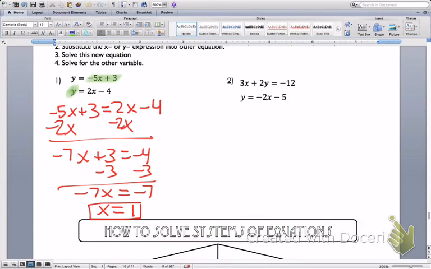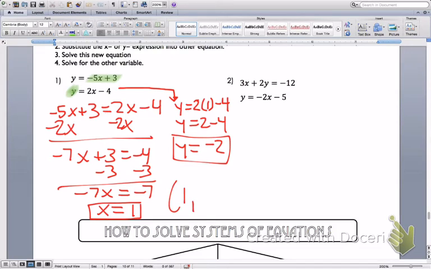I've got my x value, which is step 3. Now I'm going to solve for the other variable. You can plug it into the first one or the second one, but the second one is actually more convenient because y is already by itself. So we're going to go y equals 2 times 1 minus 4. So 2 times 1 is 2, minus 4 is negative 2. So final answer is 1 comma negative 2.